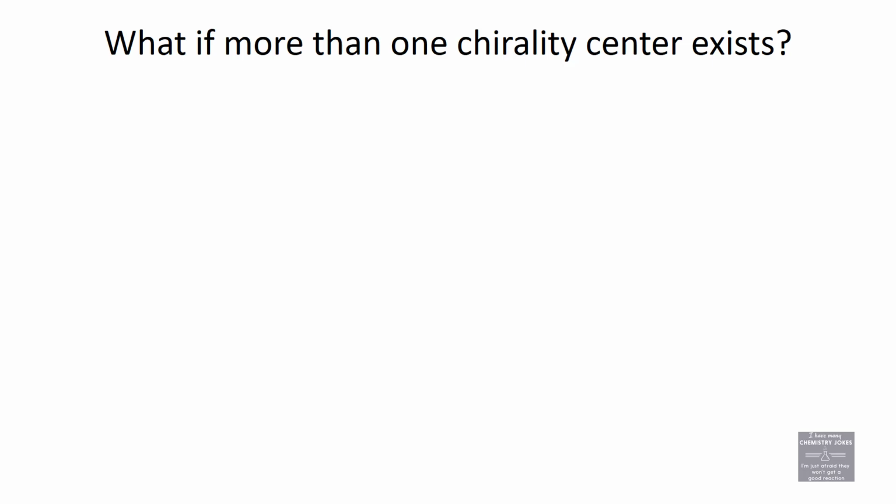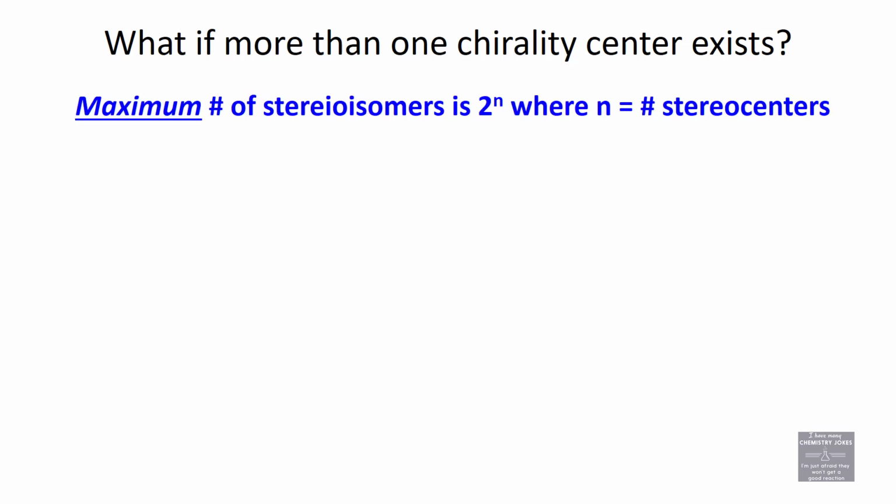So last time was all about a single chirality center, a single asymmetric carbon. What if you have more than one asymmetric carbon? There's a formula presented here that says the maximum number of stereoisomers is 2 to the n, where n is equal to the number of stereocenters. Remember, stereocenters and asymmetric carbons are similar but different. That Venn diagram, don't forget that fried egg.